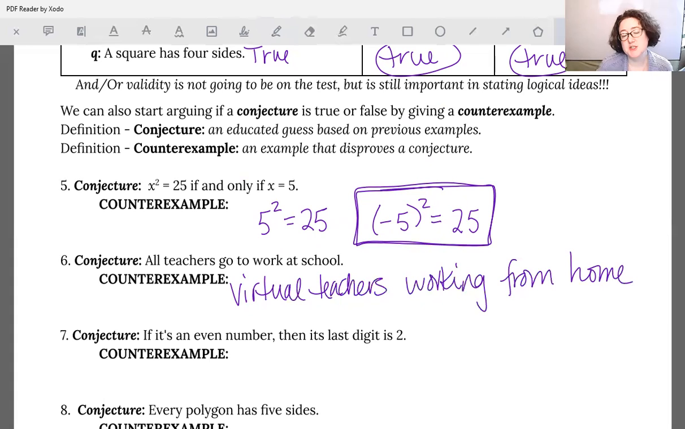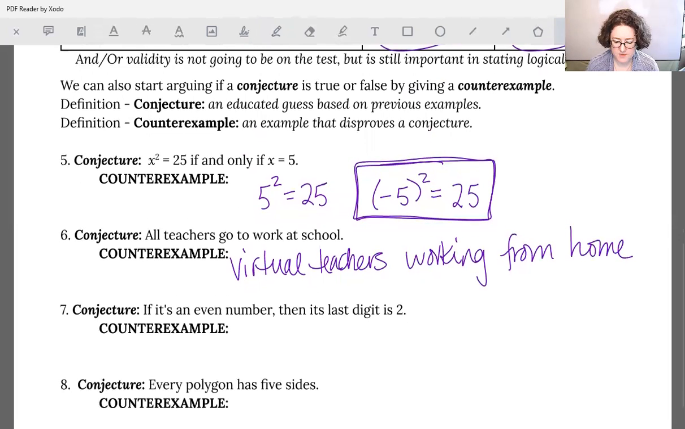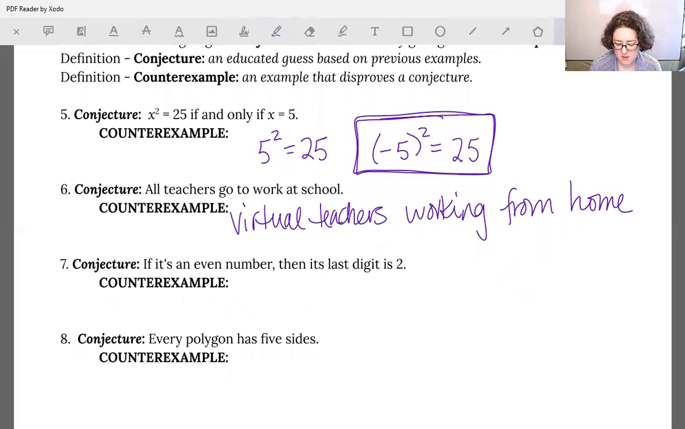Alrighty, conjecture number 7: if it's an even number, then its last digit is 2. So think about a number that you know is even. Can you think of one that doesn't end in a 2? Well, I can think of several. We could use 10. We could use 24. We could use 188. Any of those even numbers, we know they're divisible by 2, but they don't end in 2. So there are a lot of counterexamples you could use for number 7.